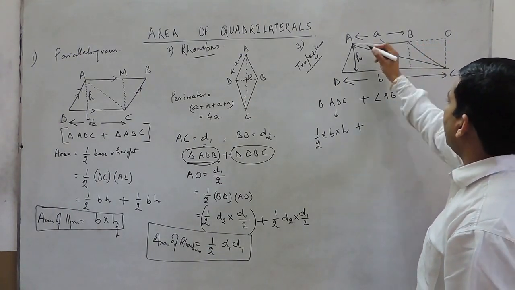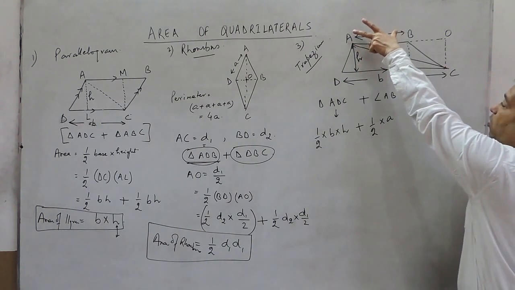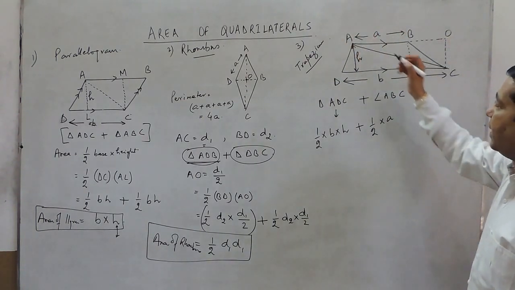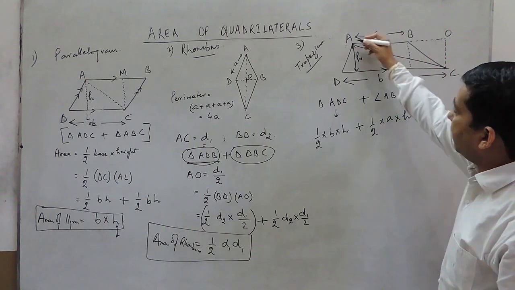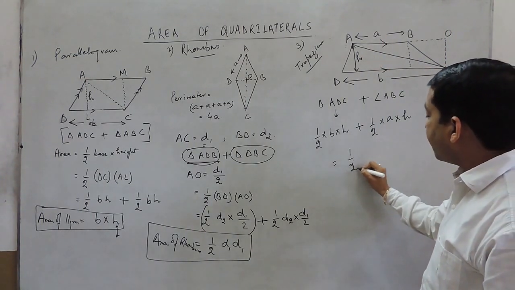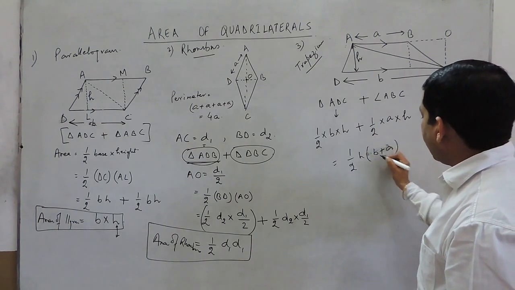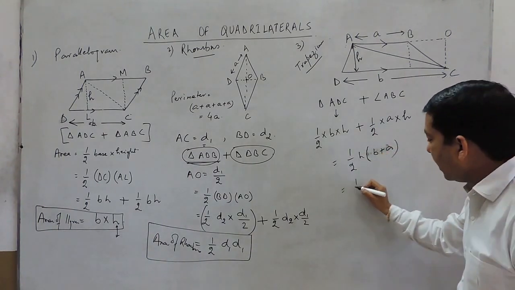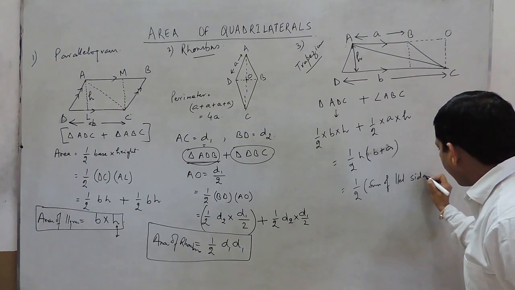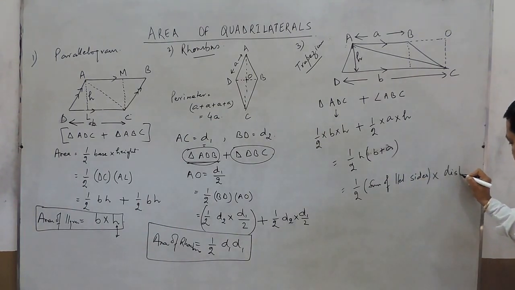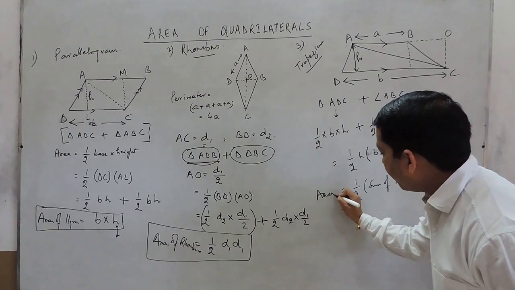Plus the area of triangle ABC is half multiplied by the base. The length of the base will remain A only. It will not be from A to O, but from A to B only. So this is A multiplied by the height, and that is H we have already defined. So the area becomes half, H is common. It can be written as B plus A, which can also be written as A plus B. So this is basically half the sum of the lengths of the parallel sides multiplied by the distance between them, and this distance between them is H, the perpendicular distance. This is the area of a trapezium.